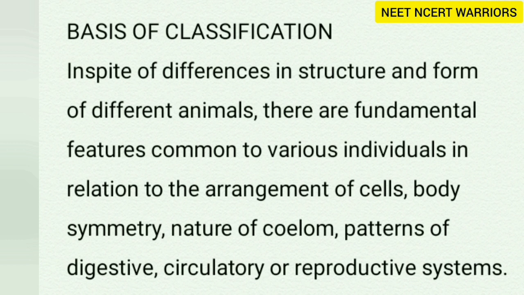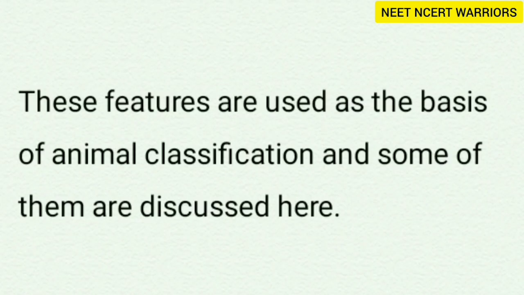Topic: basis of classification. In spite of differences in structure and form of different animals, there are fundamental features common to various individuals in relation to the arrangement of cells, body symmetry, nature of coelom, patterns of digestive, circulatory or reproductive systems. These features are used as the basis of animal classification and some of them are discussed here.